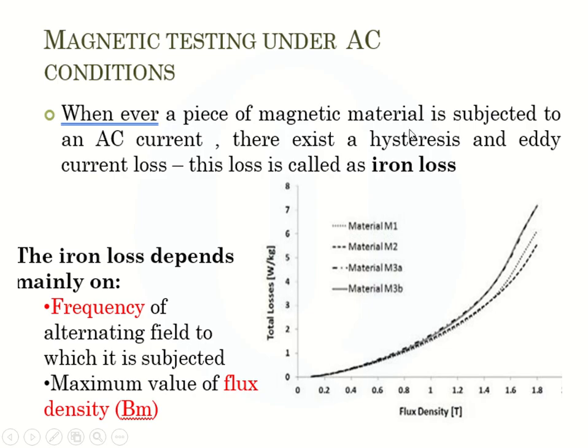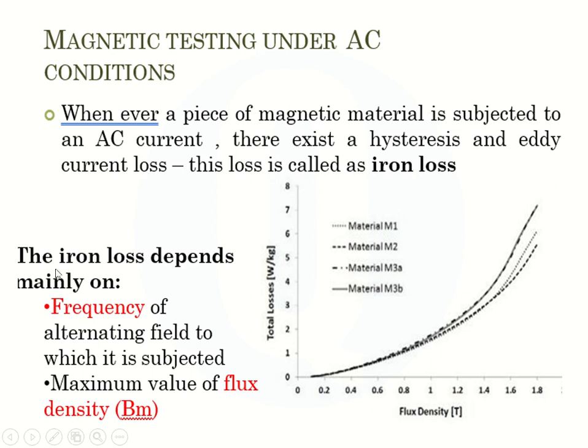Whenever a piece of magnetic material is subjected to AC current, then there exist two losses. One is hysteresis loss and another one is eddy current loss. So these are the two losses which occur in a magnetic material if you are applying an AC current. Since AC is frequency dependent, these two losses will be generated. These two losses are known as iron loss.